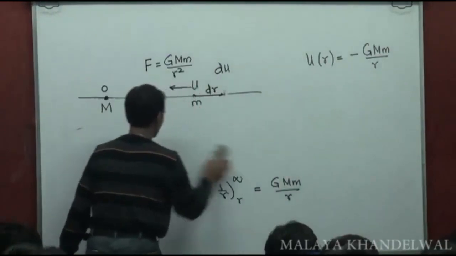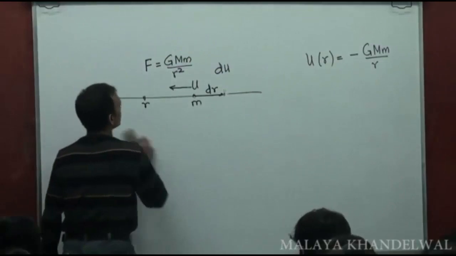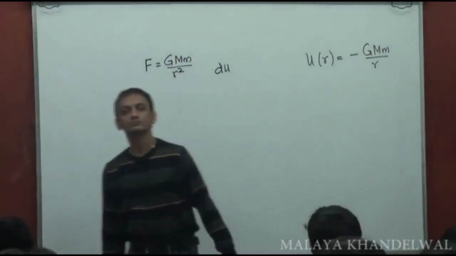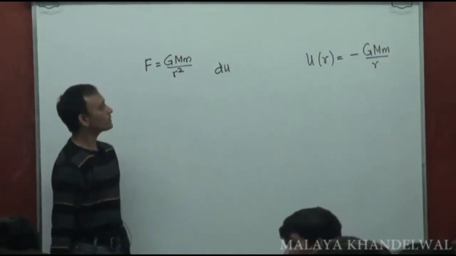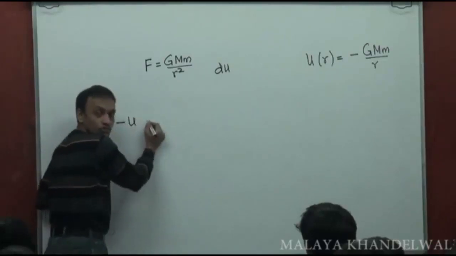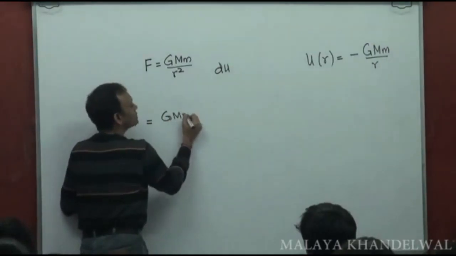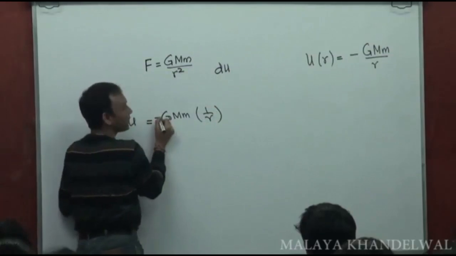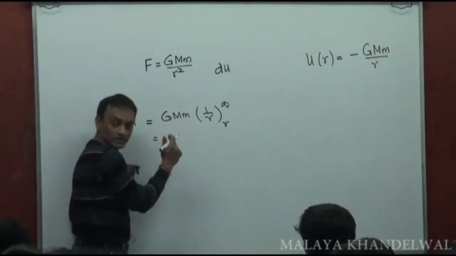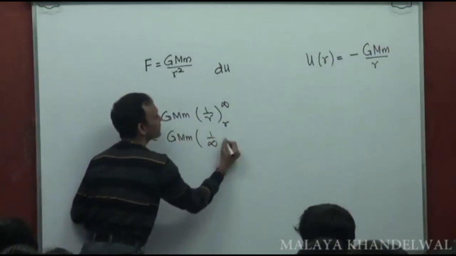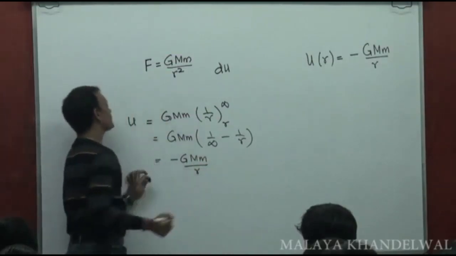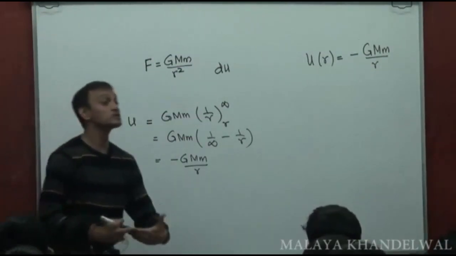Yes, please ask if there are questions. Which part? The expression was minus u equal to GMm times 1 by r, where r runs from r to infinity. You want to cancel this minus, okay. So that's going to be GMm into 1 by infinity minus 1 by r, and 1 by infinity is 0, so minus. That's the potential energy of a particle of mass m at a distance small r from capital M.